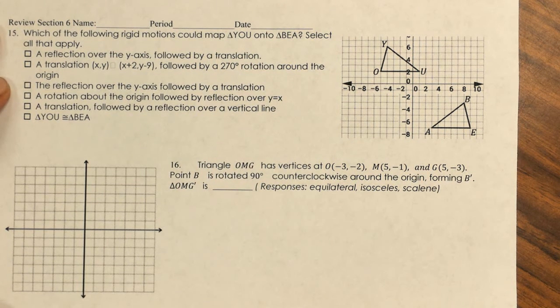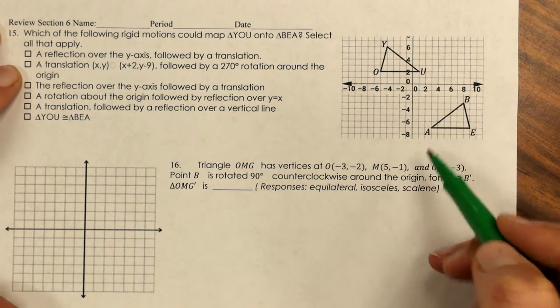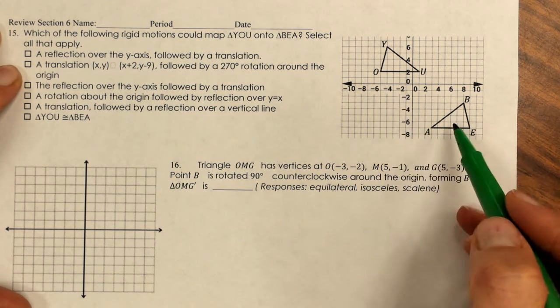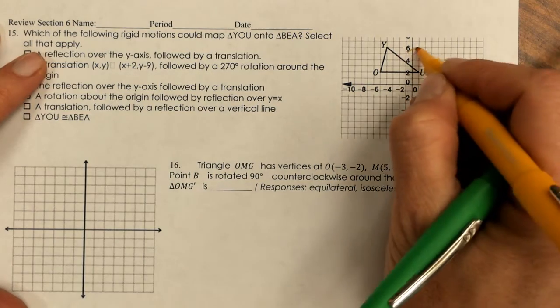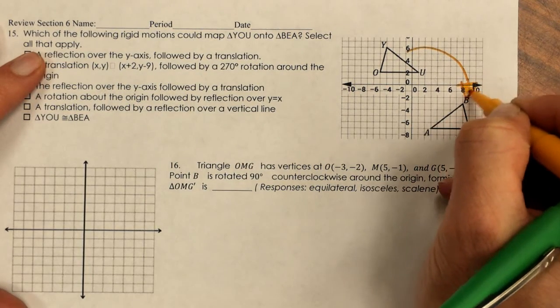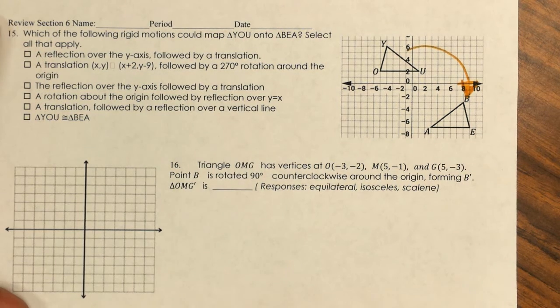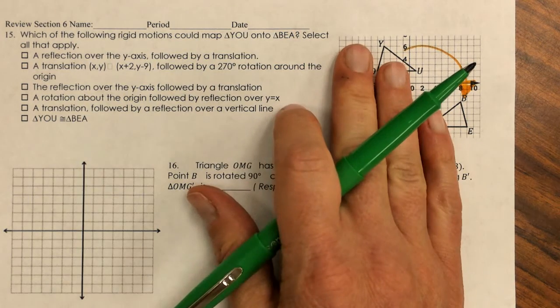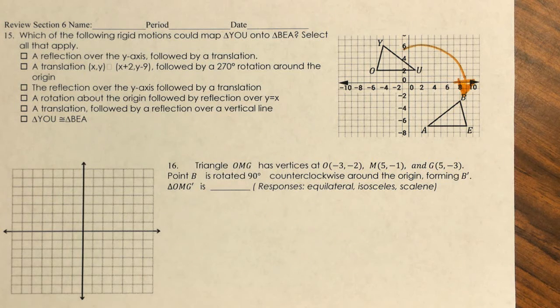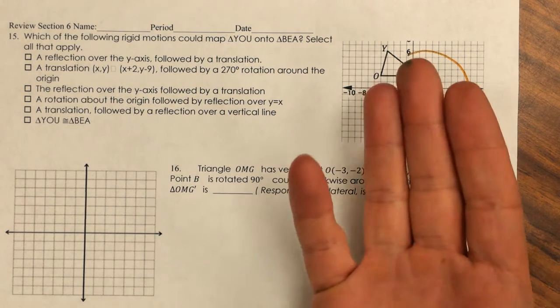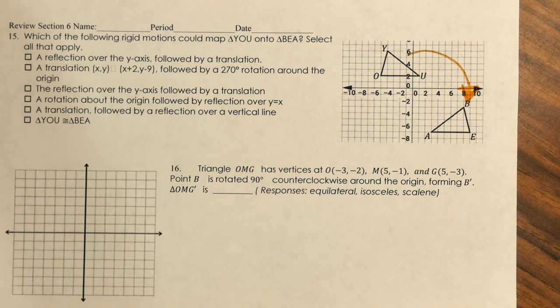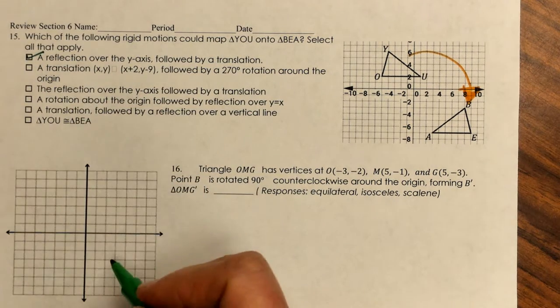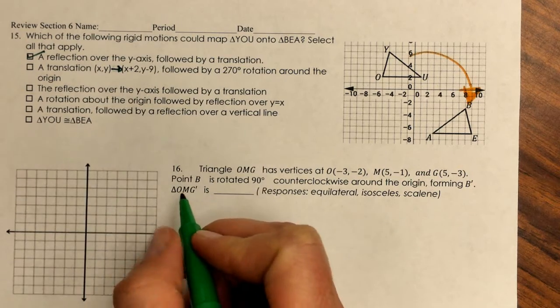So which of the following rigid motions could map YOU onto BEA? So let's make sure. We're going U to BEA. When you get your test, make sure you know which direction you're going. So we're going this way, down that way. That's my arrow. Okay, a reflection over the y-axis followed by a translation. Okay, so reflect it over the x-axis. So we have this, and it would be flipped over and then moved. That looks exactly like what happened. So I'll say yes.